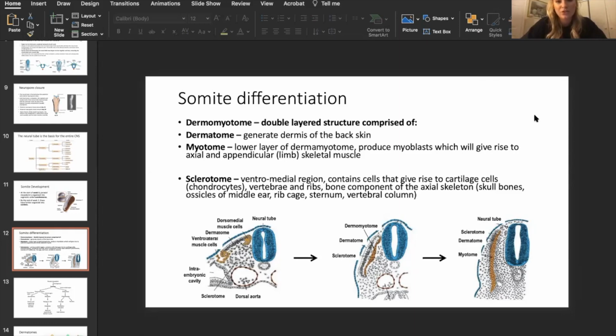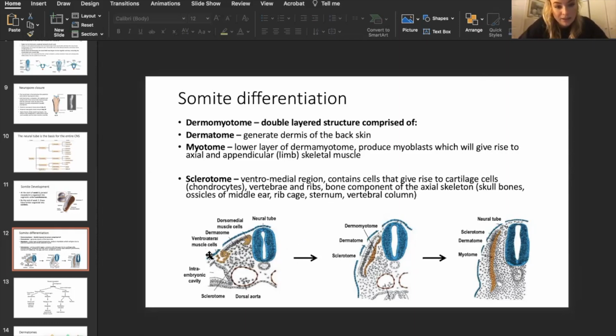or limb skeletal muscle. And then we have a 3rd one, which is the sclerotome, and that's located in the ventral medial region of the somites along the central axis. And that gives rise to cells such as cartilage cells or chondrocytes, vertebrae and ribs, bone components of the axial skeleton, so rib cage, sternum, and so on.